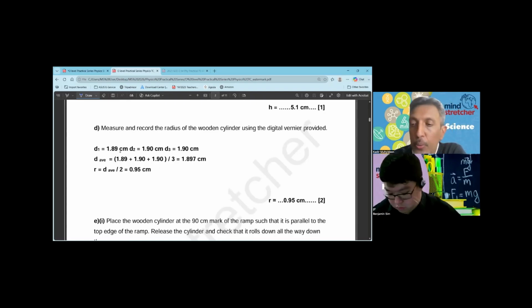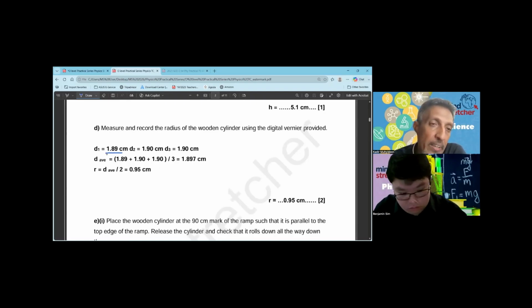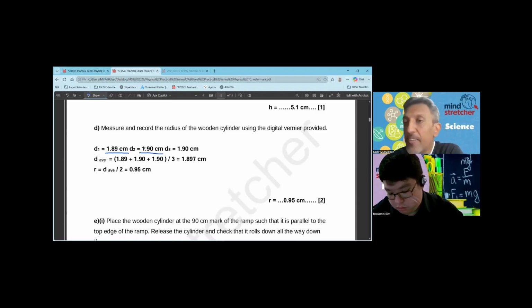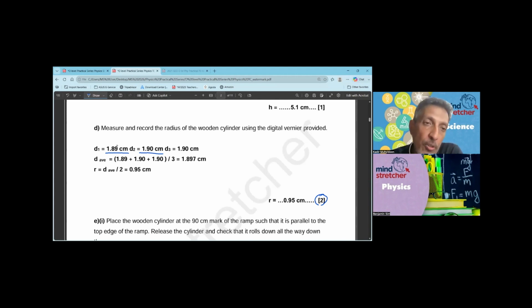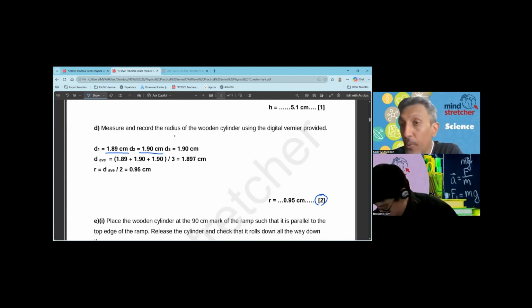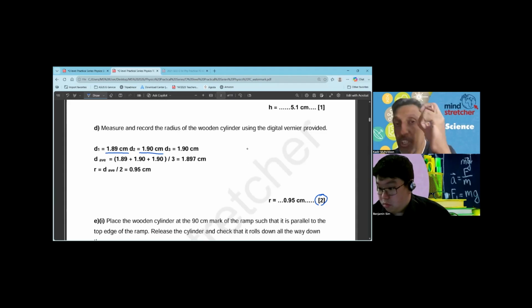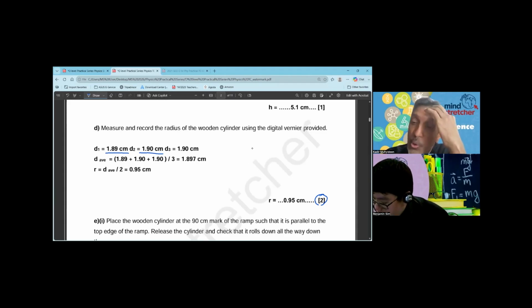The point is, what you are expected to do is at least take 2 readings of the diameter. You must at least take 2 readings. So this is a point that I want to highlight to you. Why is this given 2 marks? Because if you just take 1 reading and you divide by 2 and give, you're only going to get 1 mark. But what you're expected to do is, maybe there are slight variations in the radius. So guys, this always happens.